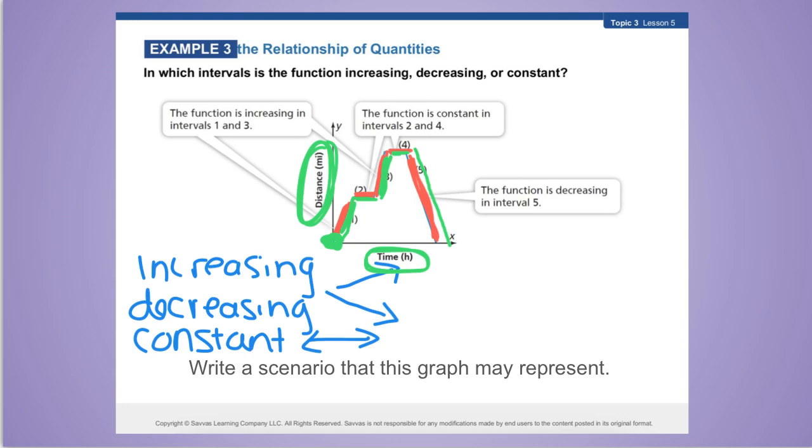That's not the only thing this could represent. I'm interested. Tell me next time you see me, what did you think this graph could represent?